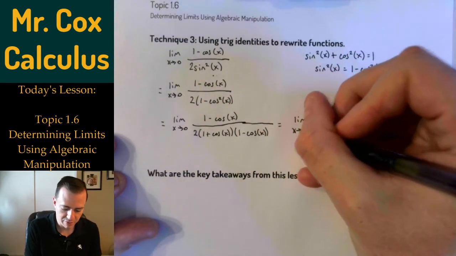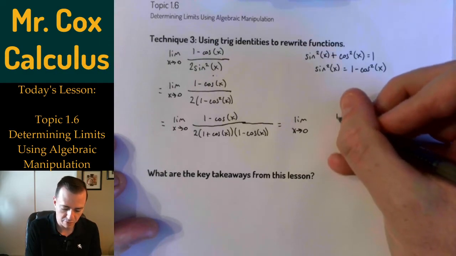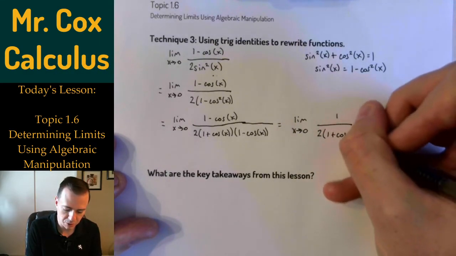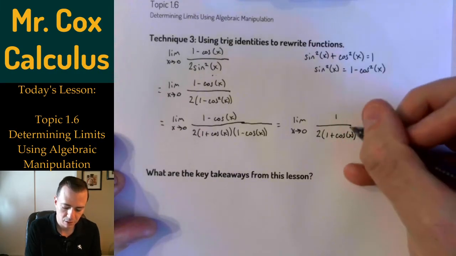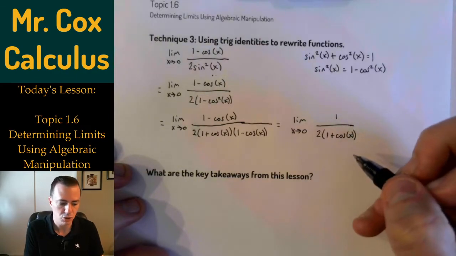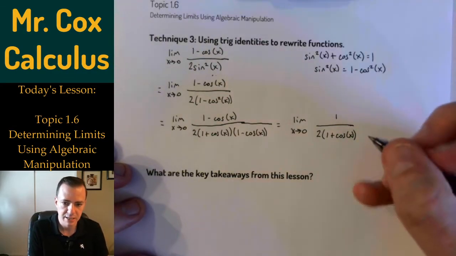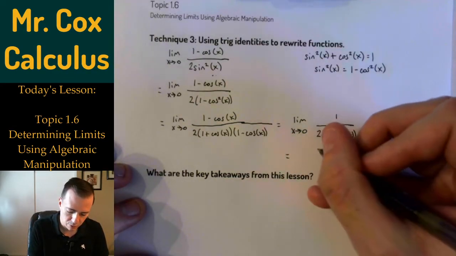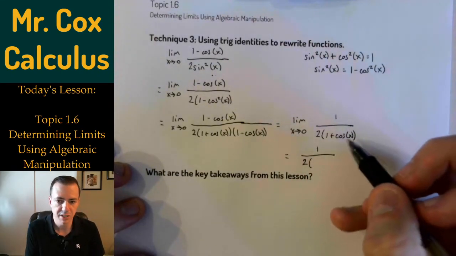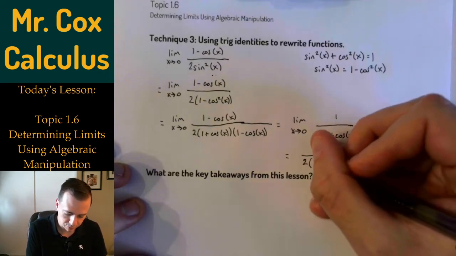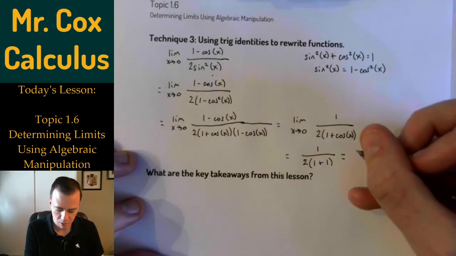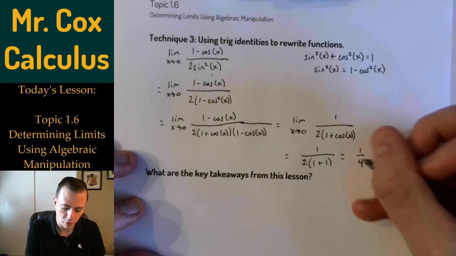And so now we have the limit as x approaches 0 of 1 divided by 2 times (1 plus the cosine of x). And again, whenever you get a common factor to divide out, you should try substitution again and see what you get. Well, 1 over 2 times, remember the cosine of 0 is 1, so this is 1 over 2 times (1 plus 1), which comes out to be 1 over 4.